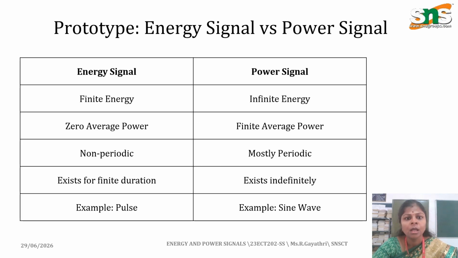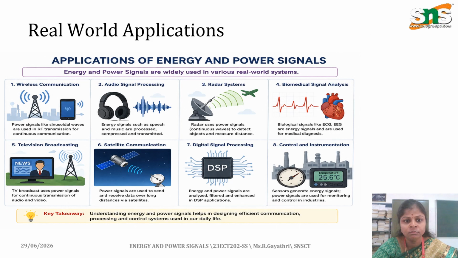And in the prototype part, the comparison of energy and power signals: an energy signal has finite energy and zero average power and is non-periodic, while a power signal has infinite energy and finite power and is periodic. An example of an energy signal is a pulse, and an example of a power signal is a sine wave signal. Applications related to energy and power signals: they are used in wireless communication, signal processing and image processing, satellite communication, broadcasting, control and instrumentation, and biomedical signal analysis. In biomedical, ECG and EEG signals are used for medical diagnosis.